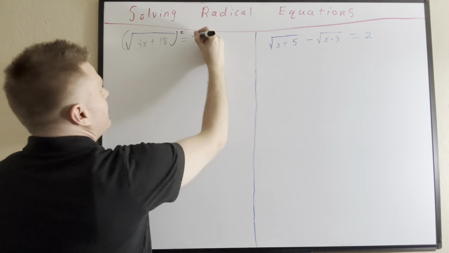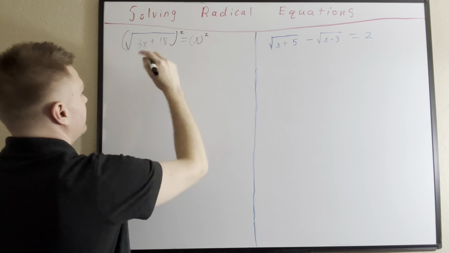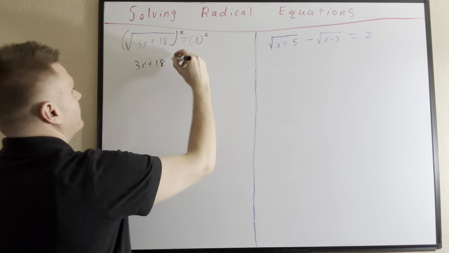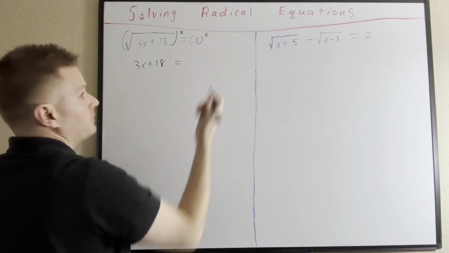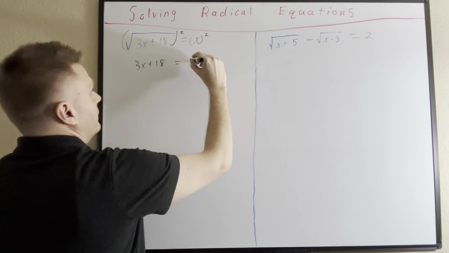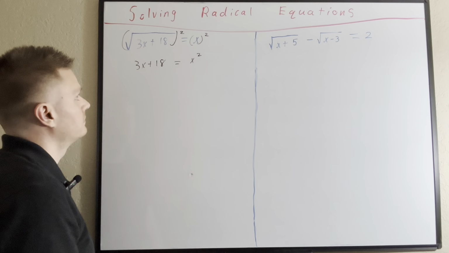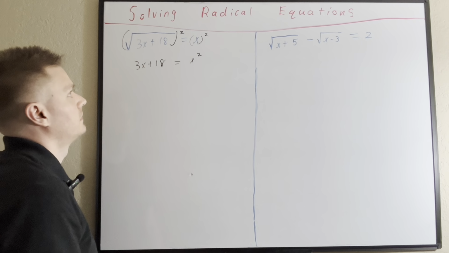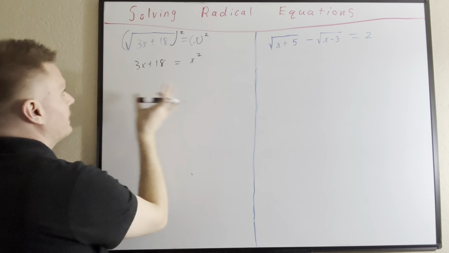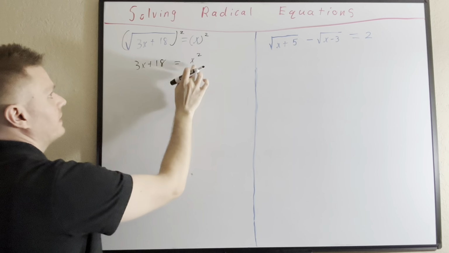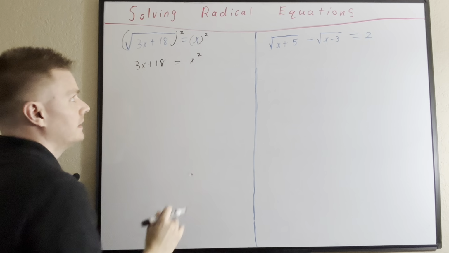So, square both sides. 3x plus 18 is what we end up with on this side. That was easy. And this side is x times x, which is x squared. Now what do we do? Well, we have to set the whole thing equal to 0 first, and then solve, because we have a quadratic equation. We have an x squared and we have an x.